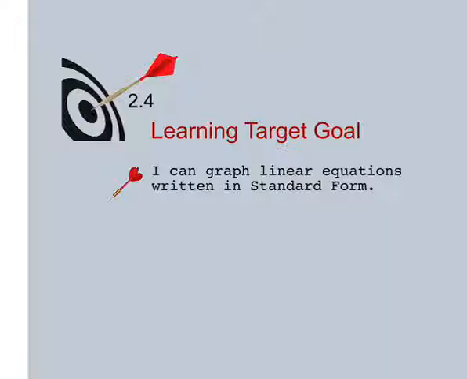This lesson is another way to graph a linear equation, which is a graph of a line. There's one learning target goal for 2.4. I can graph linear equations written in standard form. Write that down. This is a bit different, standard form versus slope-intercept form.